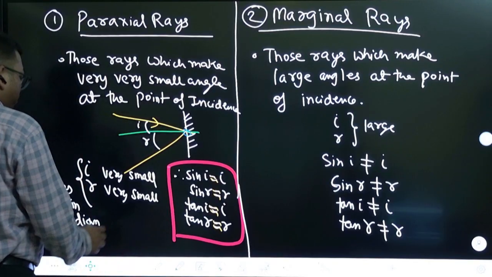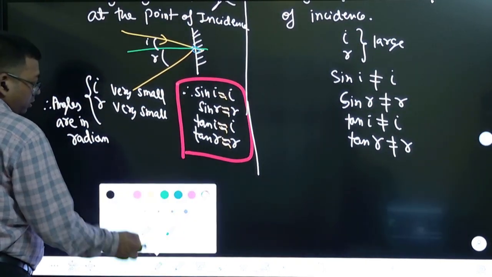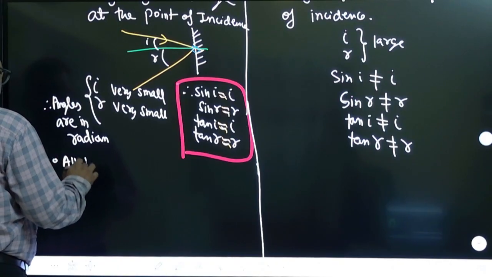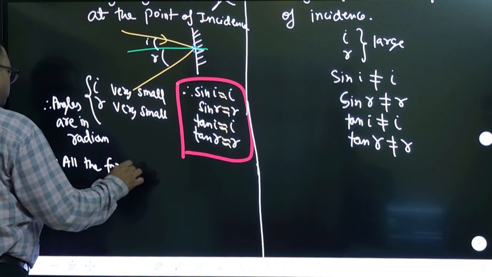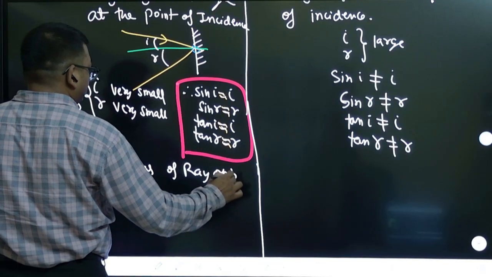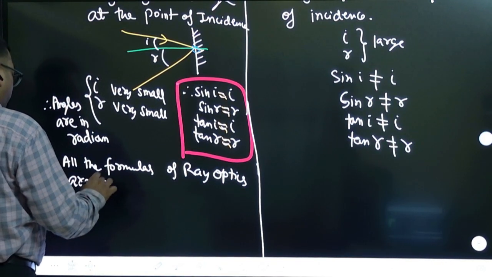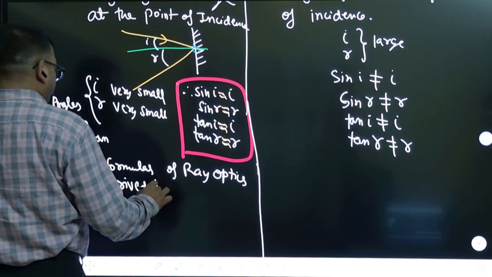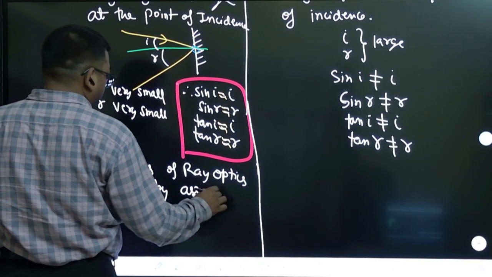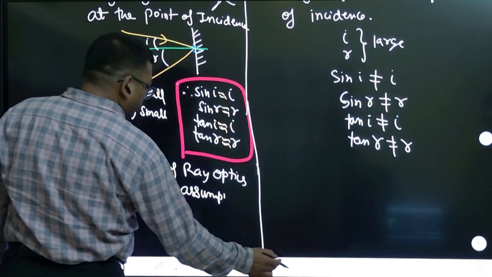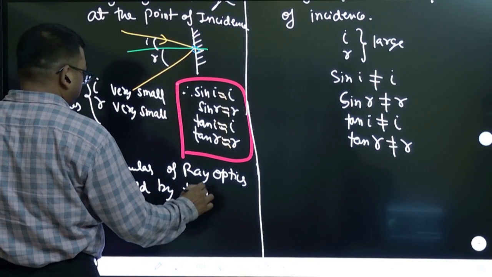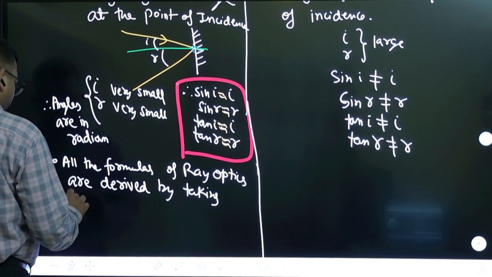Now note the second point, which is a very very important point, that all the formulas of ray optics are derived by assuming, taking paraxial rays.